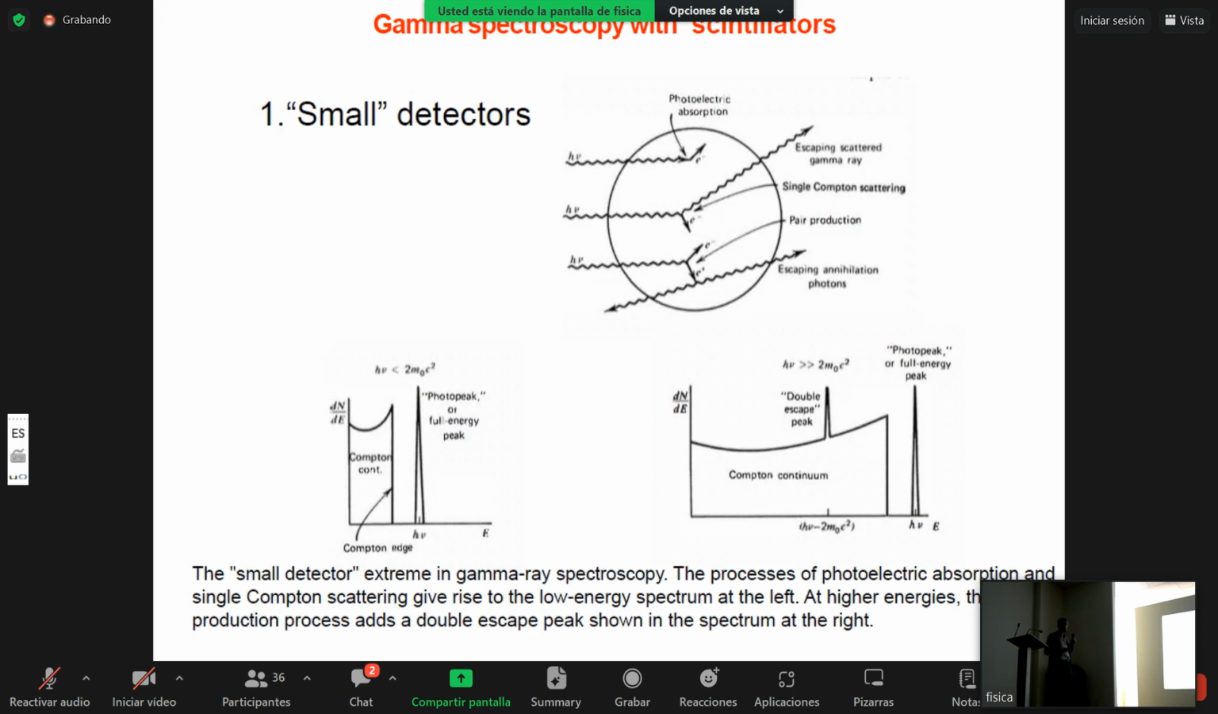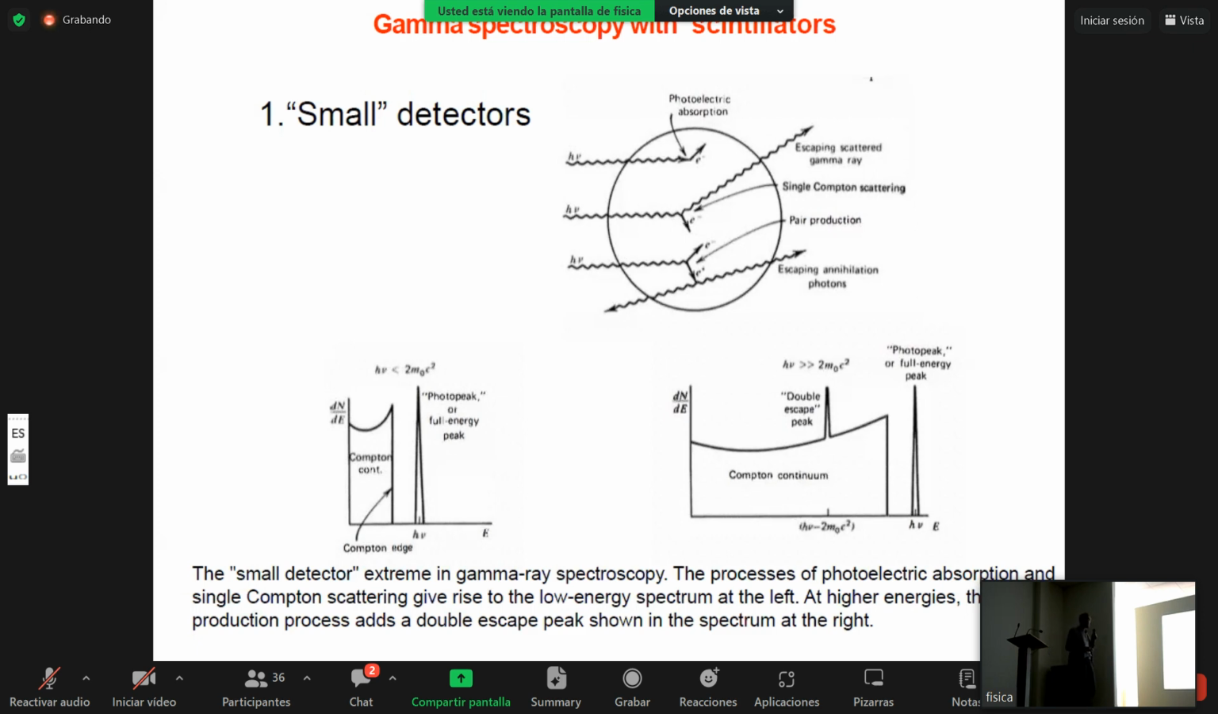First, there can be the photoelectric effect, and if it happens and your gamma ray is fully absorbed, you will get this peak, which is called the photo peak or full energy peak. This is the ideal case, the best case scenario. If you convert your gamma ray immediately into an electron, you immediately get this clean photo peak. That's what we are looking for.